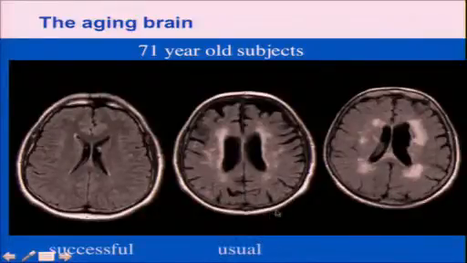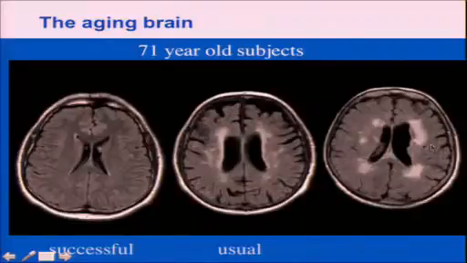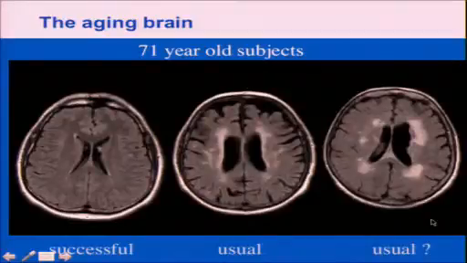This is what we more likely see in 71-year-olds. So the question is, is this still usual? That can be debated, because it's already quite substantial white matter changes. And here, that's definitely pathologic. The patient not only had normal small vessel ischemic changes, we also see some old lacunar infarcts with porencephalic defects. There's an enlargement of the lateral ventricle based on this porencephalic defect. So this is pathologic for sure.